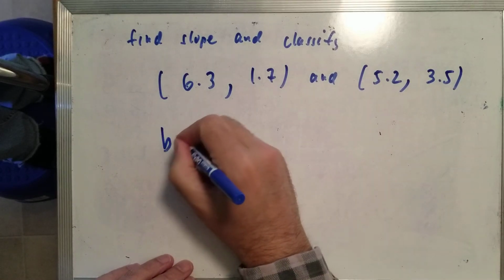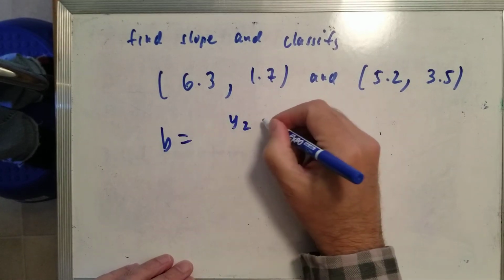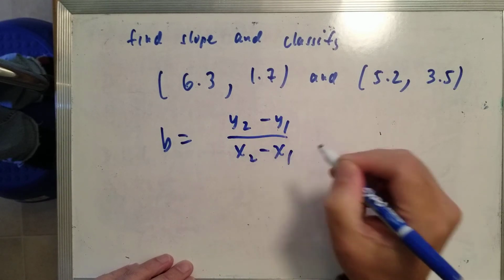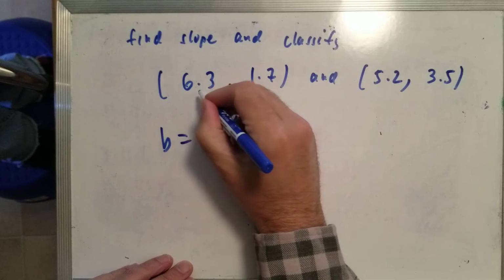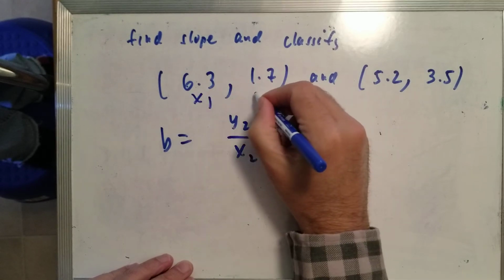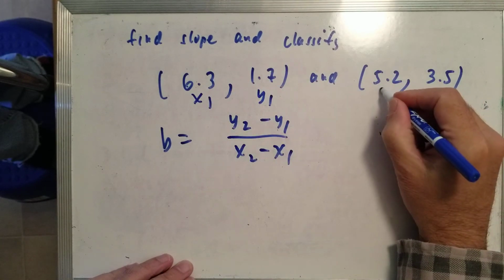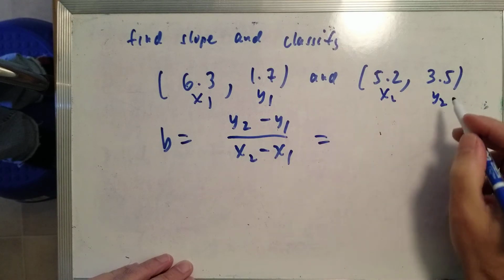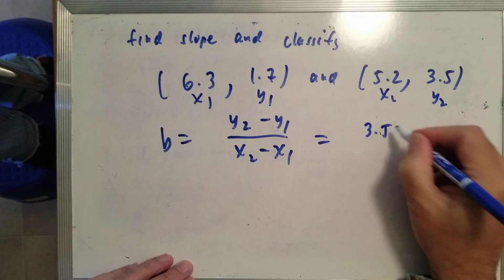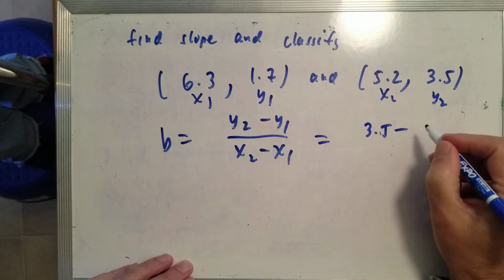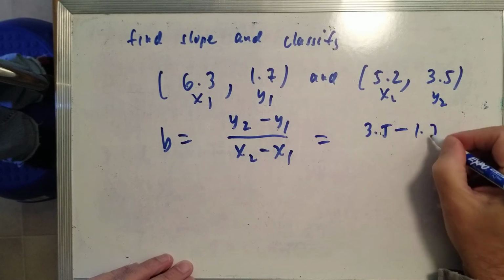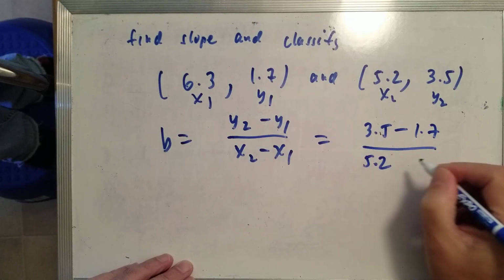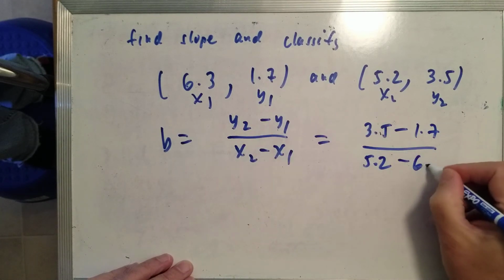So the slope formula, which is y2 minus y1 over x2 minus x1, I'm going to identify the first ordered pair as x1, y1, the second ordered pair as x2, y2. Plug into the formula: y2, 3.5, minus y1, which is 1.7, over x2, 5.2, minus x1, which is 6.3.